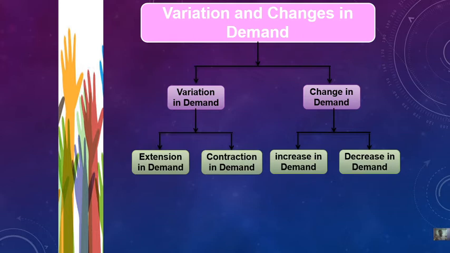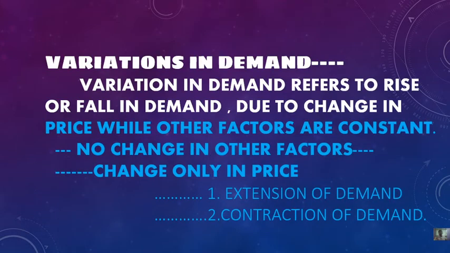So first of all, variation in demand. Variation in demand has two types: extension in demand and contraction in demand. And change in demand has two types: increase in demand and decrease in demand. So next, variations in demand.